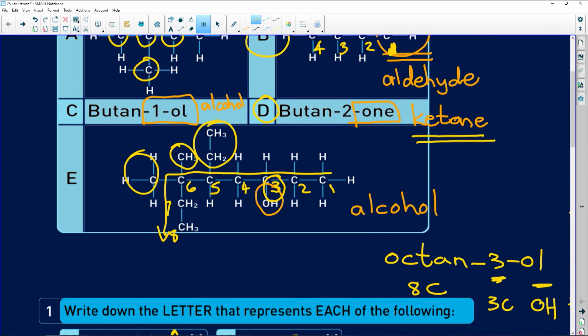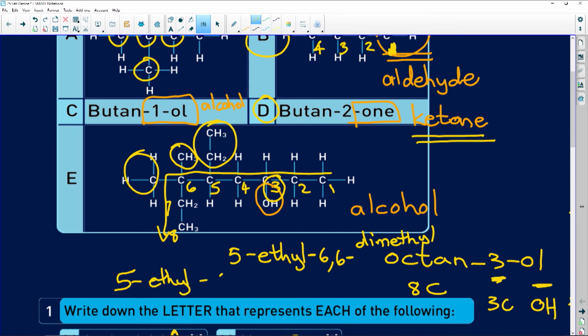So on carbon number 5, we had an ethyl. I'm running out of space here, so let's just give myself more space. On carbon number 5, we had an ethyl. You have to put the hyphen in. If you don't put the hyphen in, you lose a mark. Now you put another hyphen. Now we're going to go 6,6 hyphen, and we're supposed to squeeze in here dimethyl. I just want to write it out nicely for you, so we need lots of space. So it's 5-ethyl, 6,6-dimethyl.